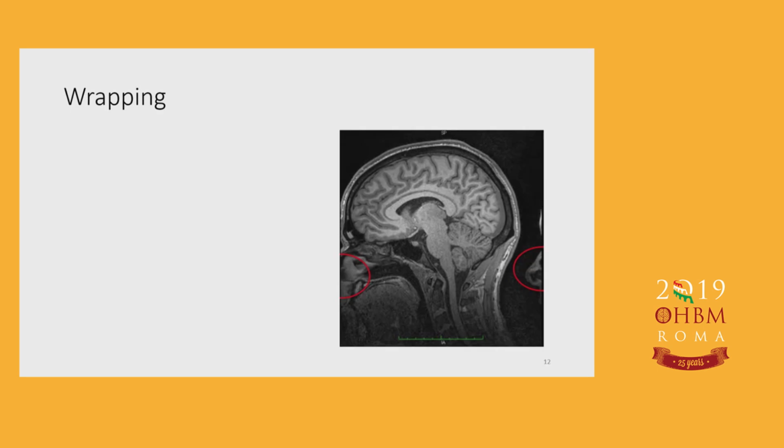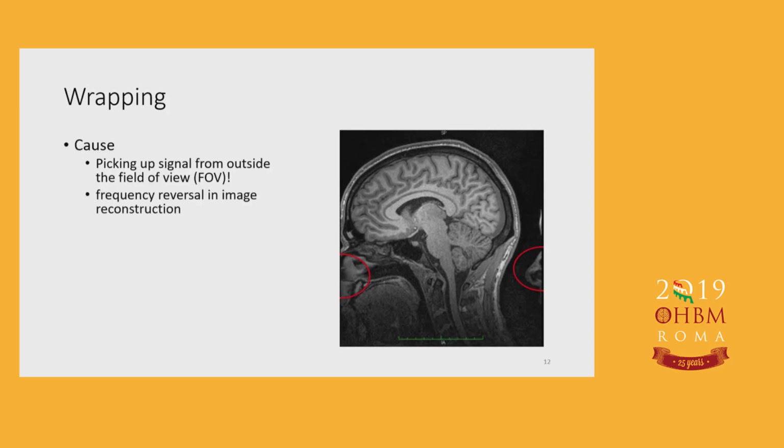So the first of the artifacts in this modality is something called wrapping. For example, that's something that looks like this. I think the screen is pretty good to see all the colors, right? Even from the back. So there is a little red circle. Even the circle is wrapped. So you can see the nose that's wrapped around the edge. The primary cause for this artifact is picking up signal from outside the field of view.